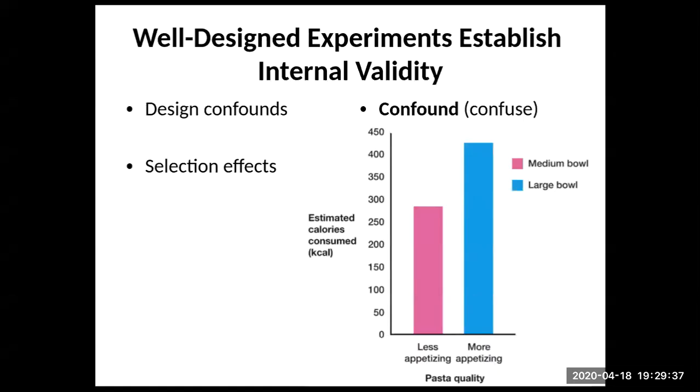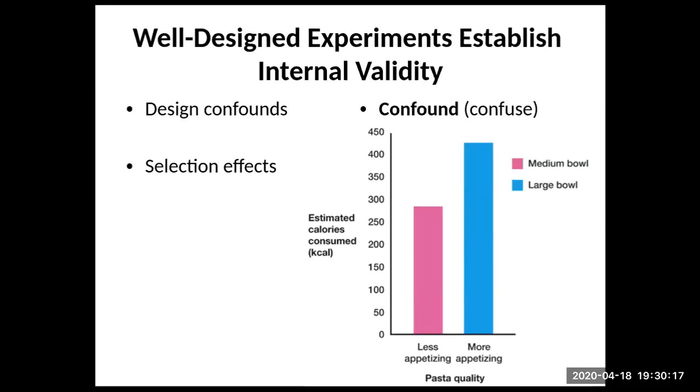So well-designed experiments also make sure that other than A and B, nothing else gets in the way. So these are design confounds or selection effects. In this case, looking at this graph, it is a little bit different. We see medium and large bowl as the colors, but if you look at the x-axis at the bottom, it says pasta quality, less appetizing versus more appetizing. In this case, the pasta that was less appetizing was consumed less, about 275 calories, in the medium bowl, and in the large bowl there was more consumed, over 400 calories.